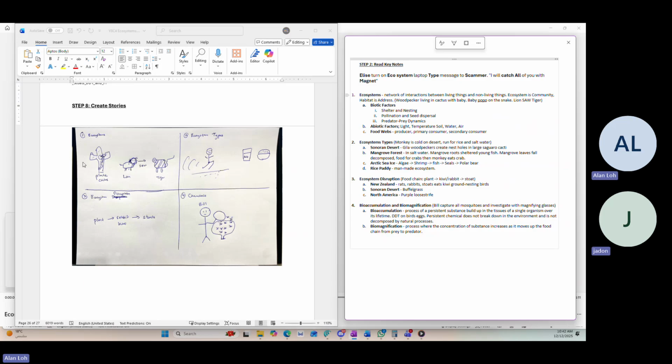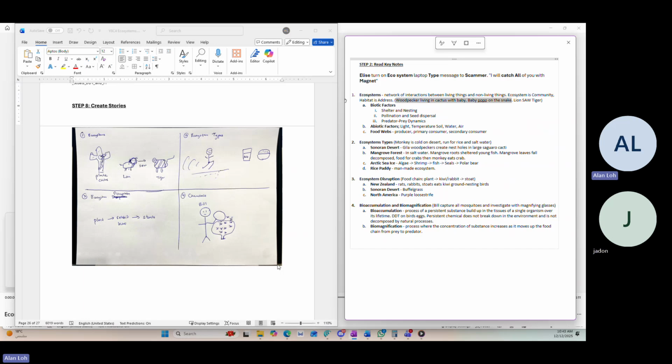Okay, good. So ecosystem is drawing number 1. Let me tell you what this story is. If you read here, it's talking about a woodpecker living in a cactus with his baby, and then the baby poo-poo on the snake. Then the next story is lion saw tiger. Okay, let me explain. Woodpecker living in a cactus with the baby. So I draw this cactus. I hope you can also imagine that it is a cactus.